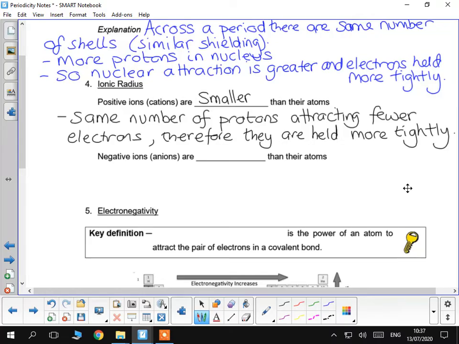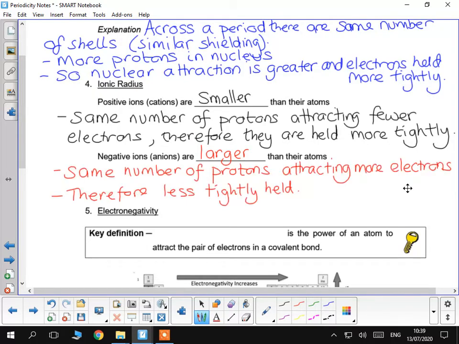When negative ions are formed, they have gained electrons. They are larger than their atoms. Negative ions have the same number of protons, but they're attracting more electrons. Therefore, they are less tightly held, so will be larger.